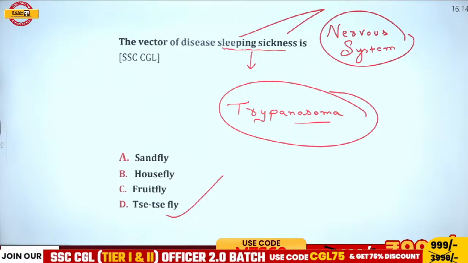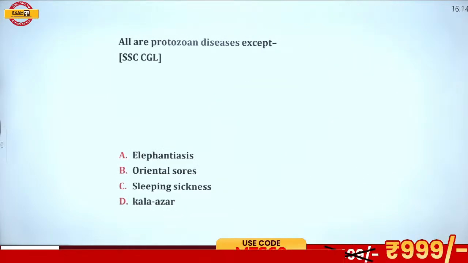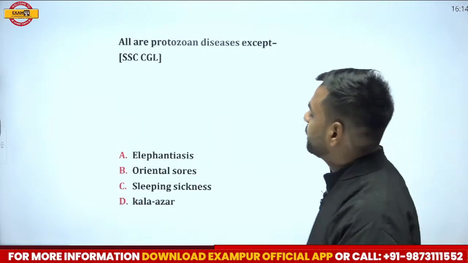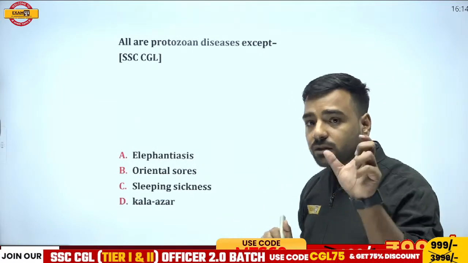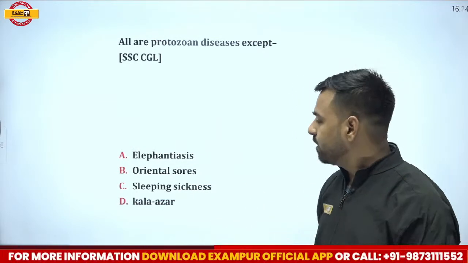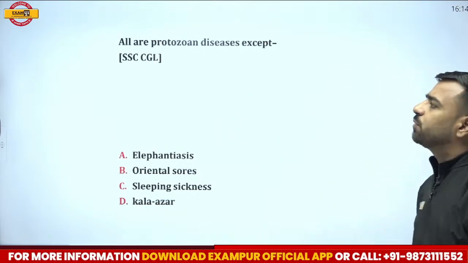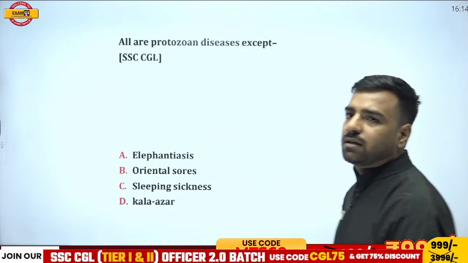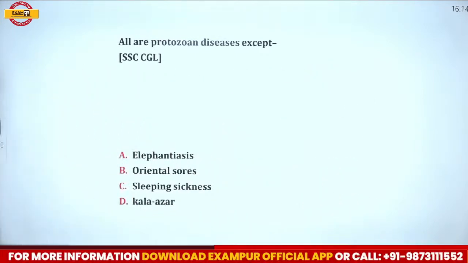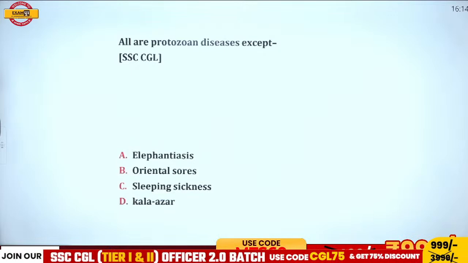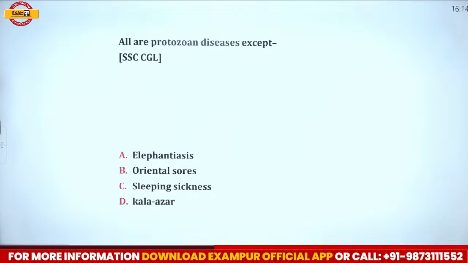Okay, so let's have a look at the next question now. Next question is, all are protozoan diseases except what? So three of the options are protozoan diseases, that is, those particular diseases are caused by protozoa. Now, one of the options is not related to protozoan disease. Can you give that answer? We have four options here. Let's see who can give this answer. Waiting for the answer, please.